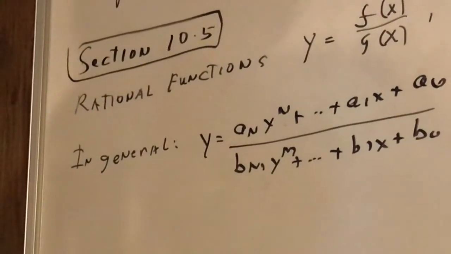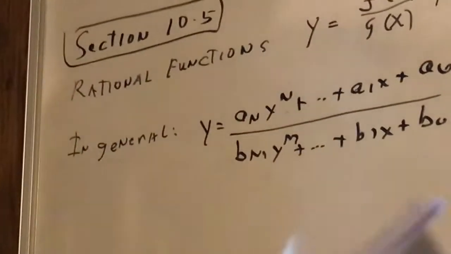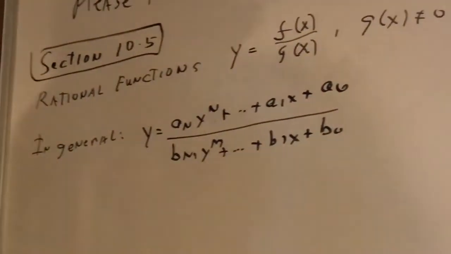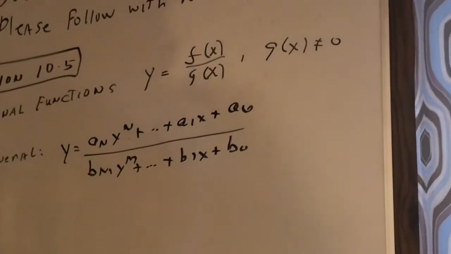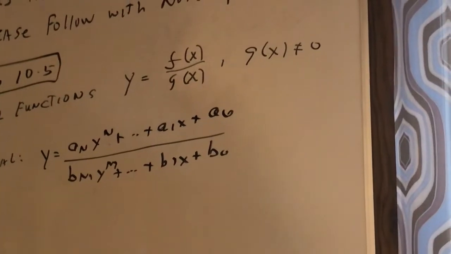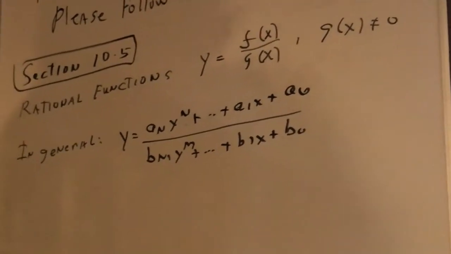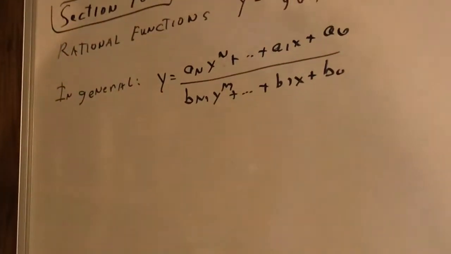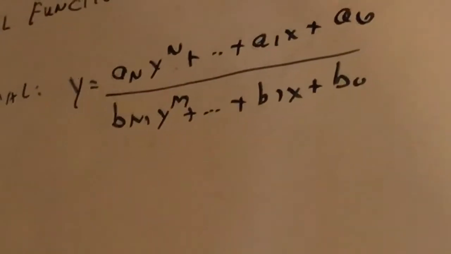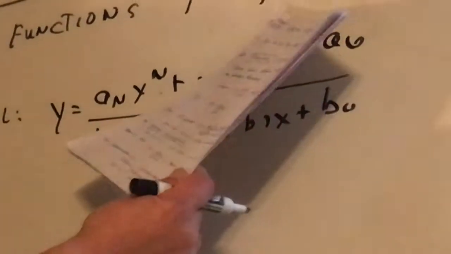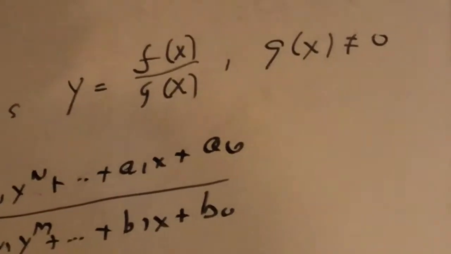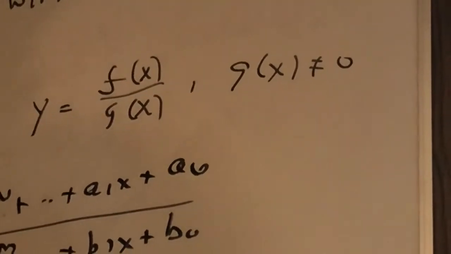Now, rational functions are functions which have a denominator. You have a function in the numerator, a function in the denominator. These are polynomial functions, anywhere from straight lines to quartics to multi-powered. The only requirement is that the denominator cannot be equal to 0. If it is, we have an asymptote.